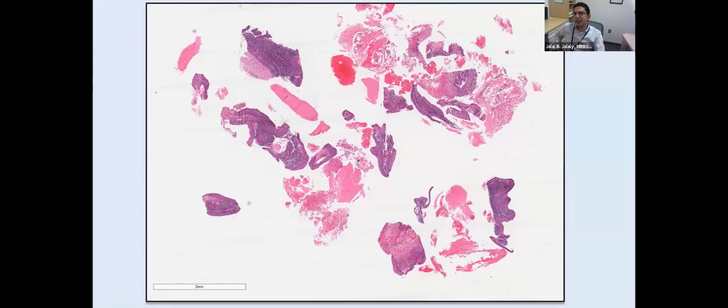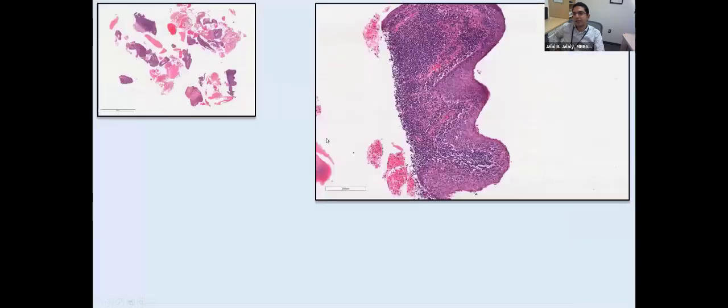And you can see here in this biopsy that there are scattered fragments of lymphoid tissue, kind of lined by squamous epithelium, and also scattered about are fibrous fragments with maybe some skeletal muscle in the background and some blood.